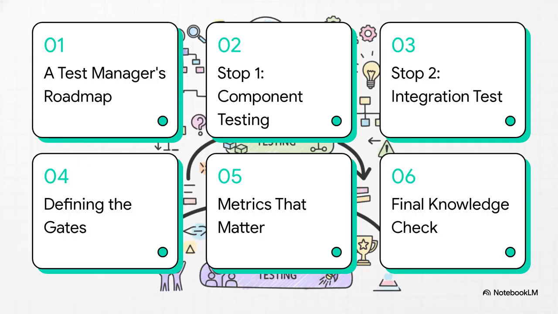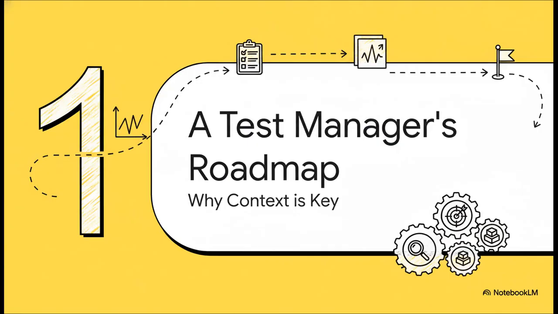All right, to really get a handle on this, think of this as a guided tour. First, we're going to talk about why context is king. Then, we'll make two really critical stops: component testing and integration testing, just to see how this all works in the real world. From there, we'll lay down the rules of the road by defining quality gates and picking the right metrics for the job. And finally, we'll put your new knowledge to the test. Let's get going.